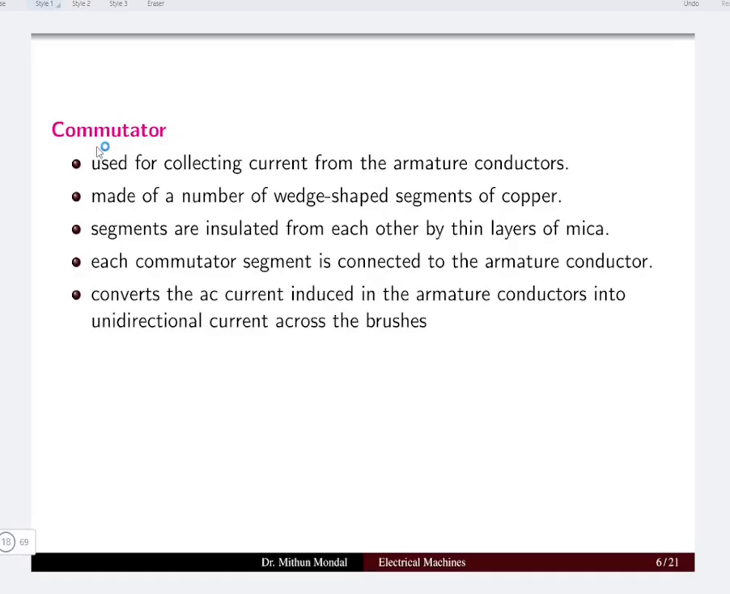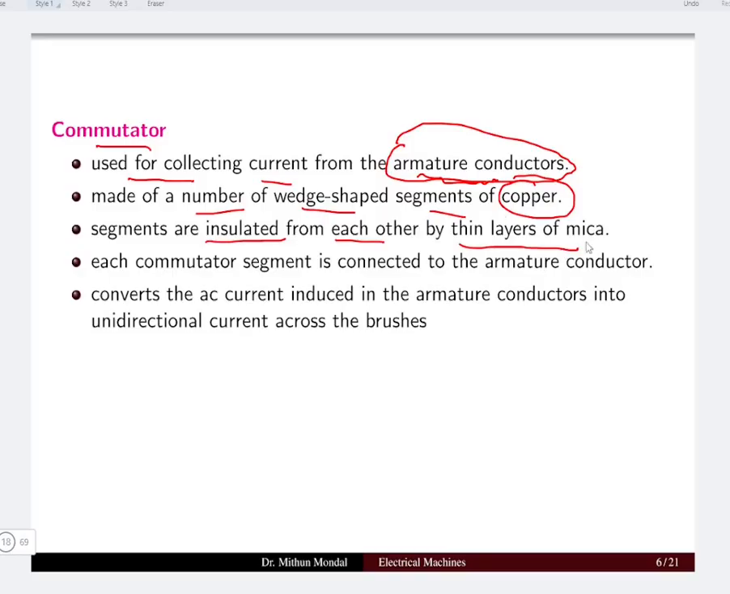The third part, which is an important part, is the commutator. It is used for collecting the current from the armature conductors. So the end terminals of the armature conductors will be in the slots of the commutator, which will be collecting the current coming from the armature conductors. These commutators are made up of a number of wedge-shaped segments of copper. So it is made up of copper, and the segments are insulated from each other by thin layers of mica. So mica insulation is present between the two segments.